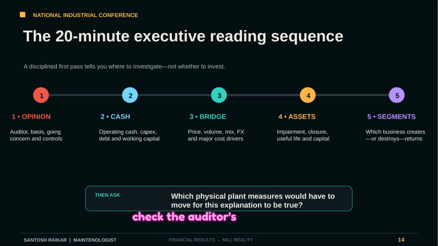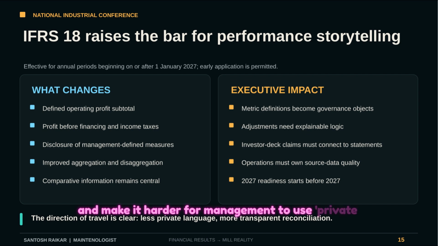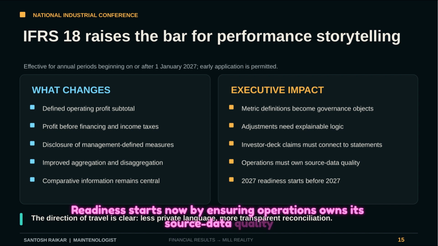Here is my 20-minute executive reading sequence. Check the auditor's opinion first, then look at cash flow, the price-volume bridge, asset health, and finally segment returns. Always ask, what physical mill measures would have to change for this story to be true? Looking ahead, IFRS 18 is coming in 2027. It will standardize how operating profit is shown and make it harder for management to use private language in their reports. Readiness starts now by ensuring operations owns its source data quality.